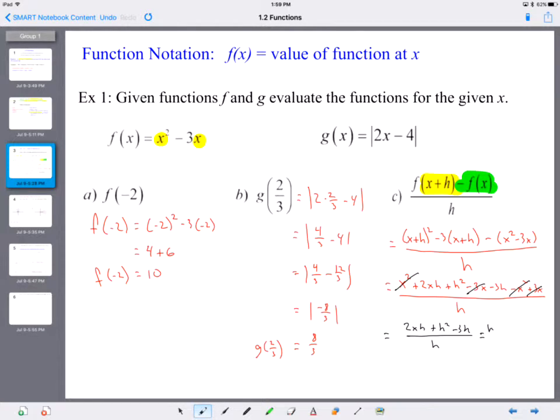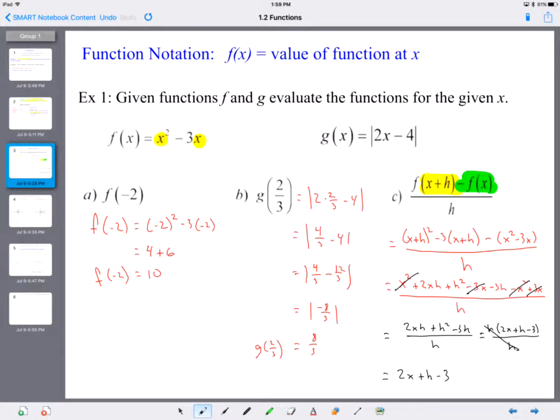If you noticed, there's an h in common in the numerator. And so once I factor out that h, I'm able to actually cancel those h's. And so my final simplified problem at this point would be 2x plus h minus 3. And what does that mean? Well, we'll have to wait till the end of the semester to kind of find out what all that represents. But you're definitely going to have to be able to simplify functions more complex than maybe what you did in your other classes.